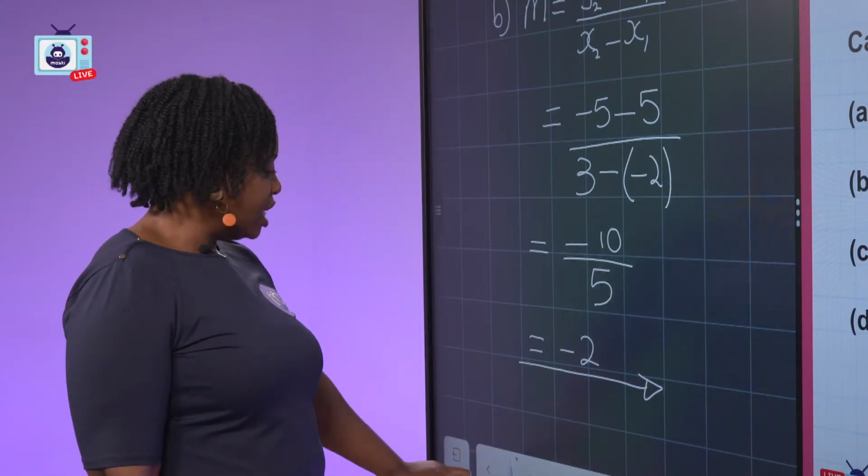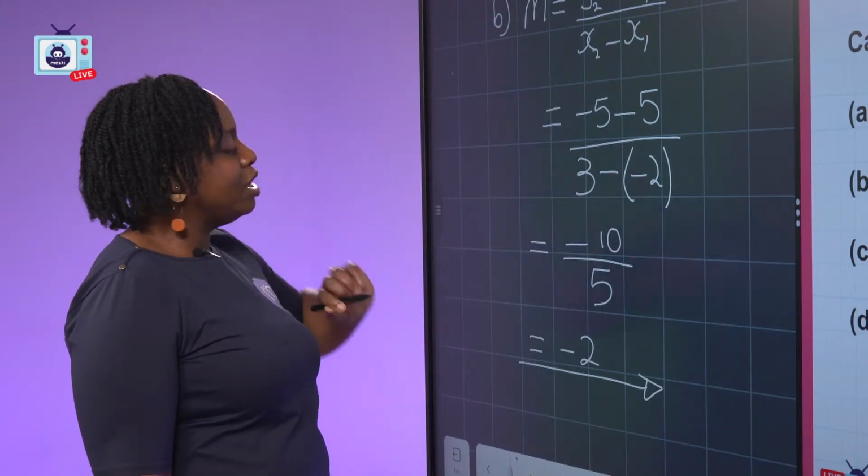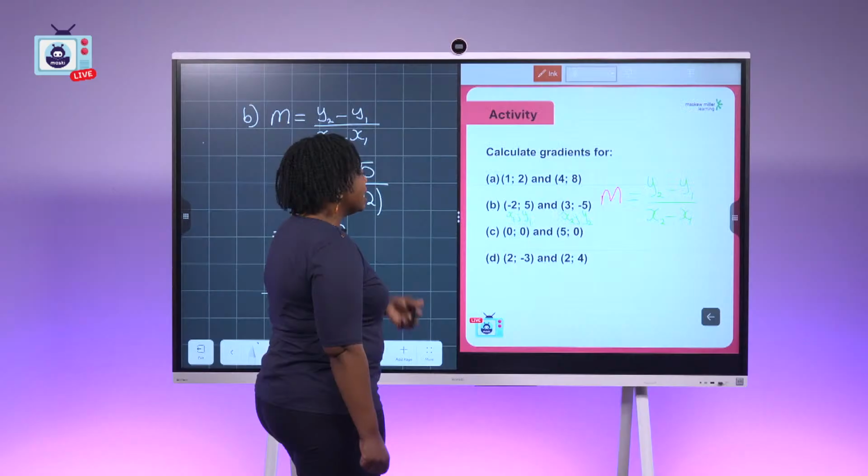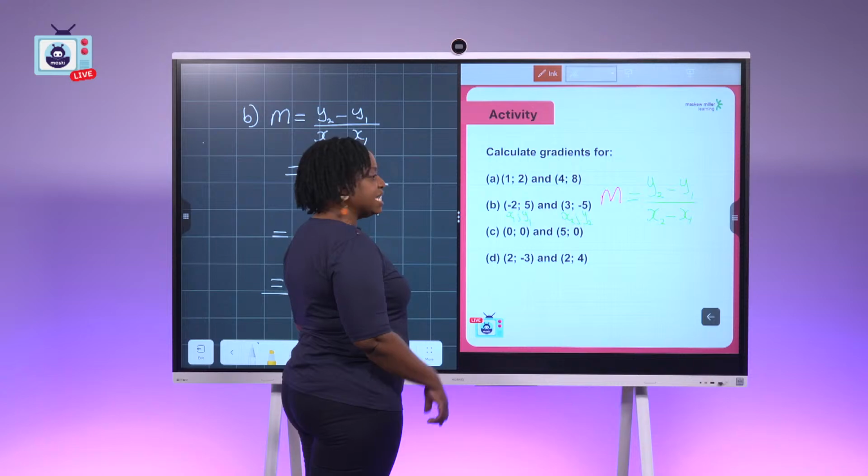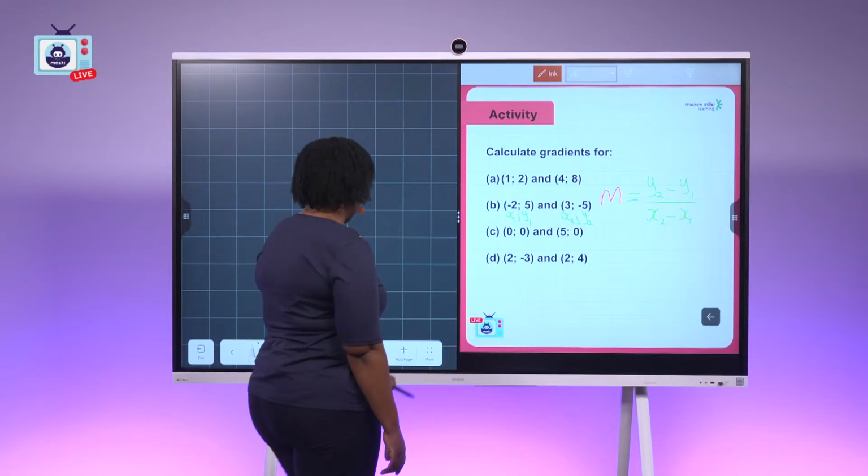Right? I will explain to you guys what is the difference between a gradient that is negative and a gradient that is positive when we get to it.